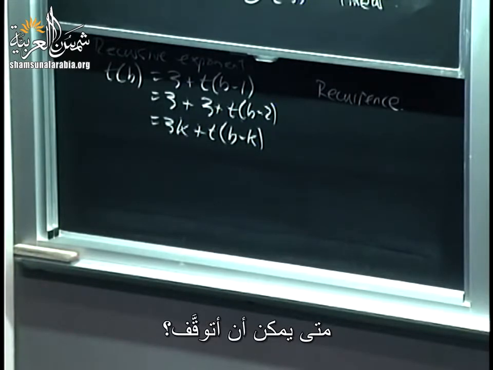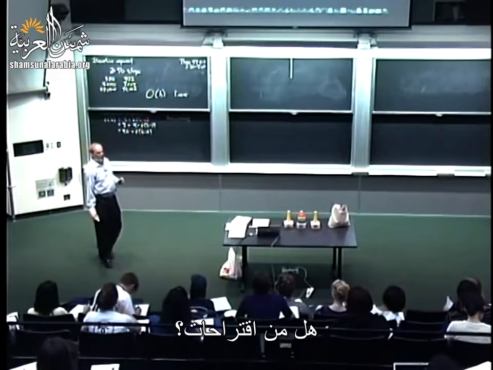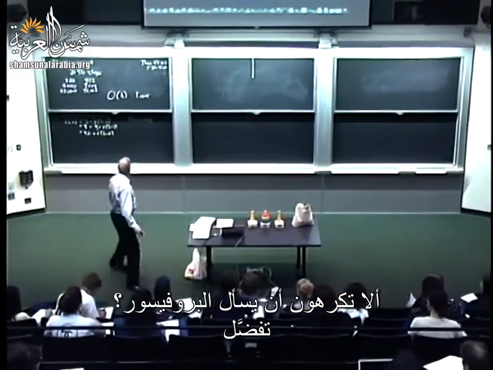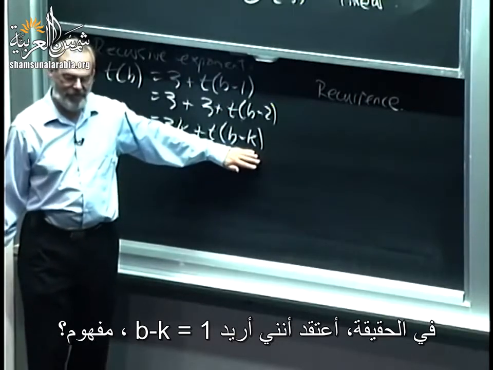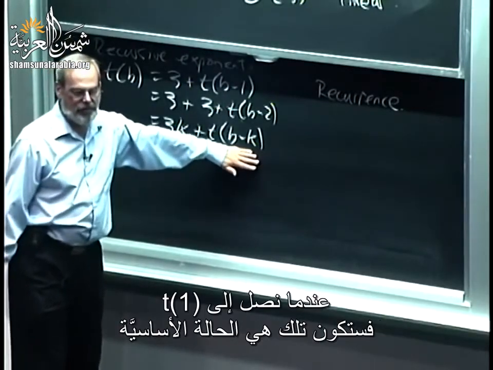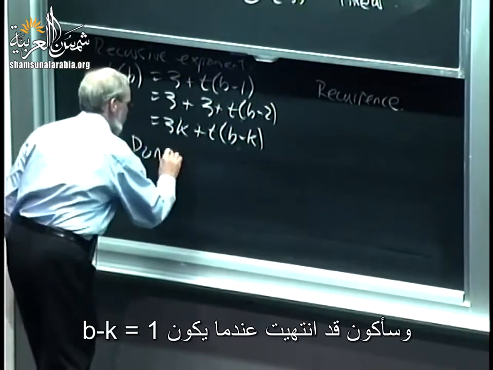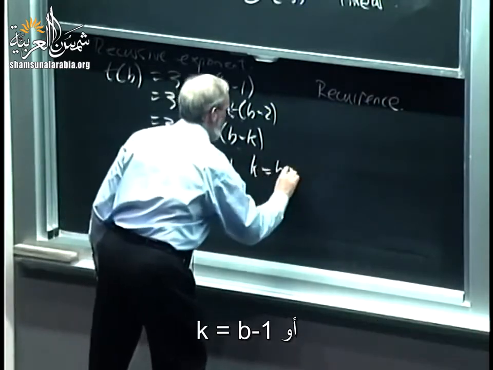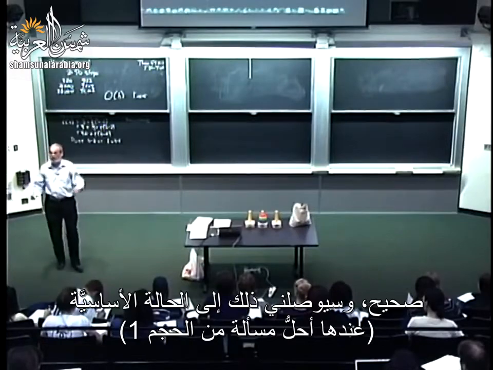When am I done? How do I stop this? Any suggestions? Don't you hate it when professors ask questions? Actually, I think I want b minus k equal to 1, right? When this gets down to t of 1, I'm in the base case. So I'm done when b minus k equals 1 or k equals b minus 1. That gets me down to the base case. I'm solving a problem of size 1.